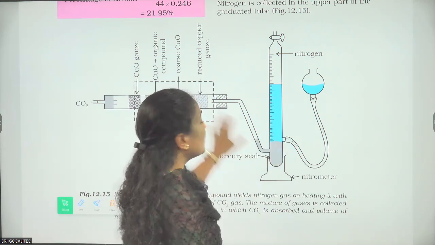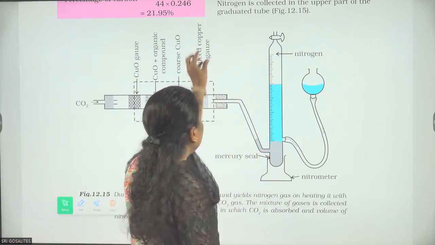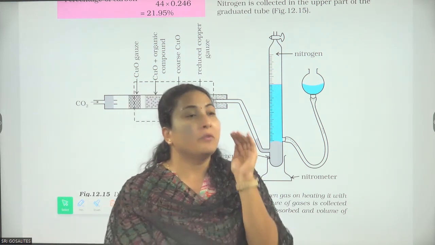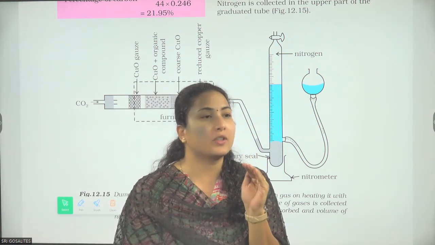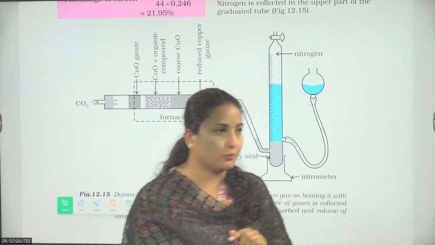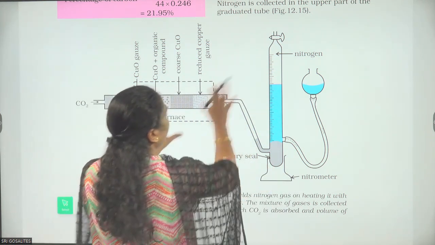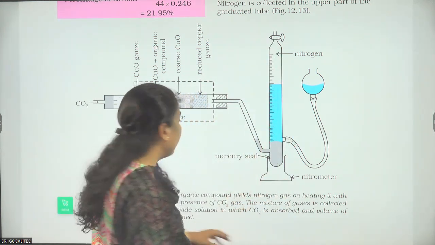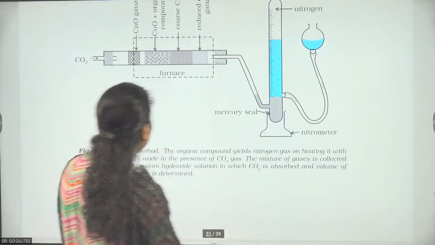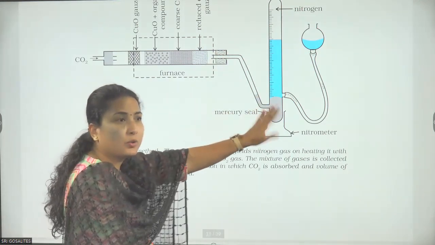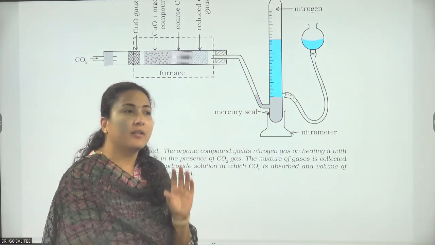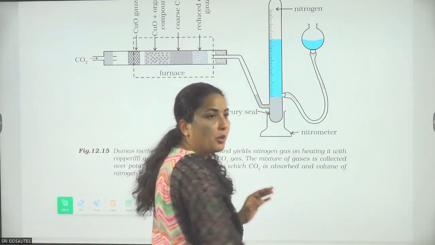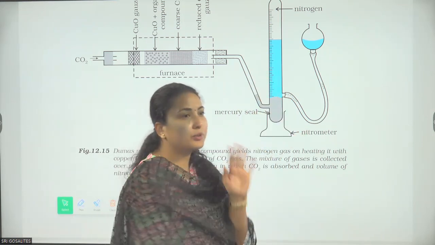Now, we just want nitrogen from here. That is the reason there is a copper gauge at the end, which acts as a reducing agent and reduces any oxide of nitrogen that is formed back to nitrogen. Ultimately, we are going to collect nitrogen over this sodium hydroxide solution. If there is any CO2 present, it will be absorbed in this, so ultimately I collect only N2.